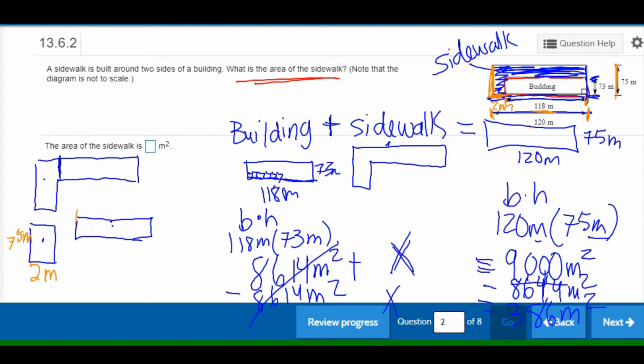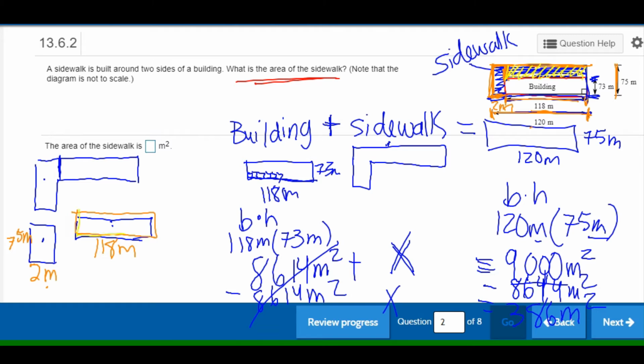And then I need to find how much space this is taking up, the length and the width, to find the area. So I'm going to come over here, and I know that the length is going to be all the way across. So it's 120. Oh, wait. I decomposed this part off. So it's actually going to be 118 meters. 118 plus 2 meters is 120. So I have this right here. So I'm trying to find the area of this. I need to find the base and the height for this region.